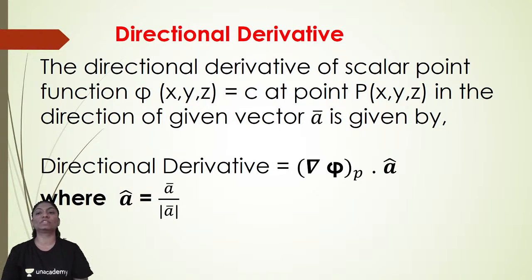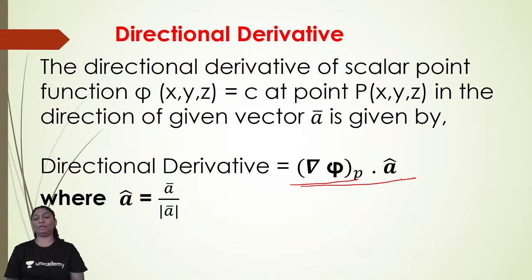The directional derivative of a scalar point function phi of xyz at point P of xyz in the direction of given vector a bar is given by: directional derivative is equal to del phi at point P dot a cap. ये main definition है हमारे directional derivative की. This point P means P of x y z, whatever point is given to you to find out the directional derivative for that function phi of x y z at the given point P. You can find out the directional derivative by using this formula: del phi at P dot a cap.